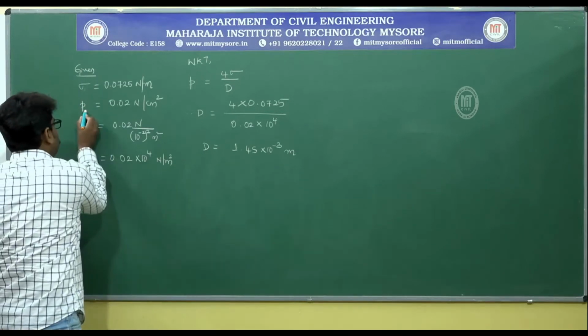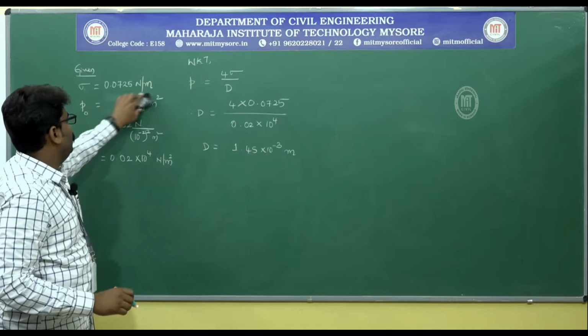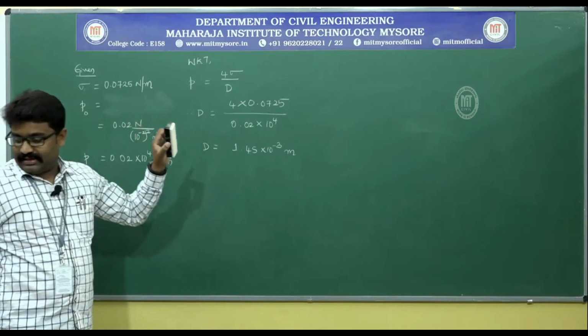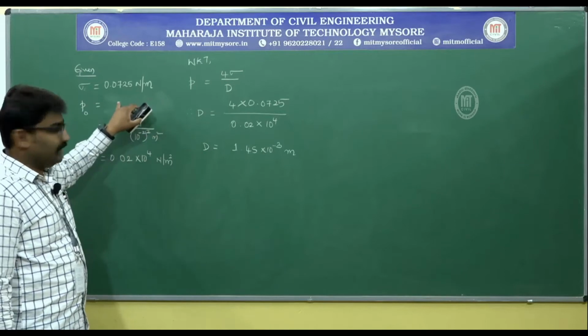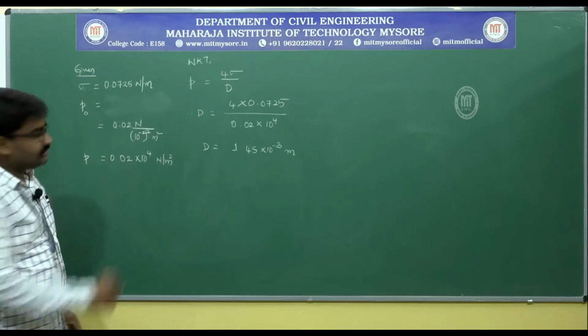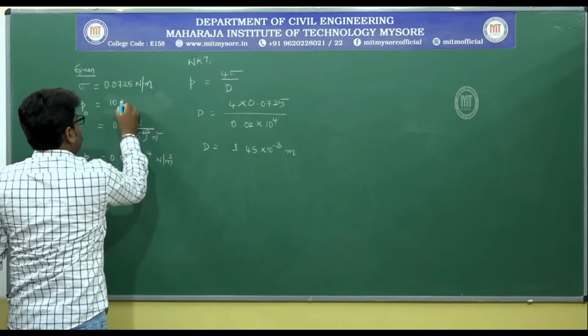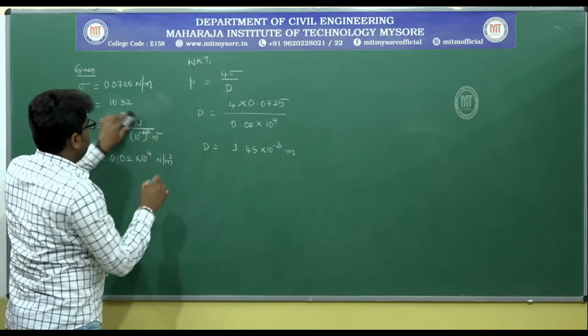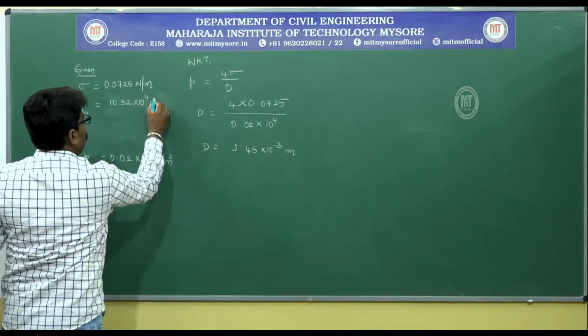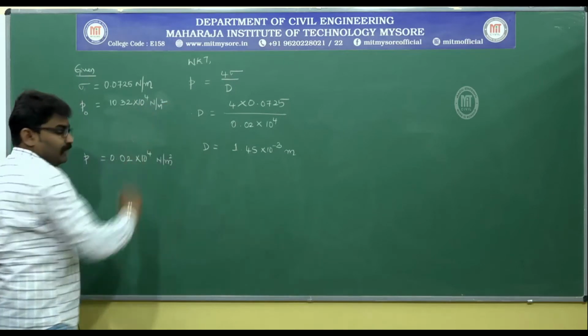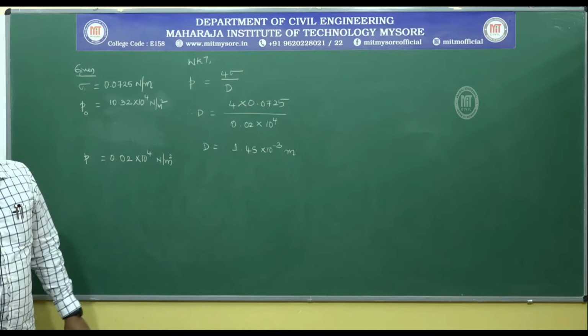So, pressure outside, I will write it as PO. Surface tension, I think it has remained same, 0.0725 Newton per meter. Pressure outside the droplet is 10.32 Newton per centimeter square. Now, you know that it is 10.32 into 10 power 4 Newton per meter square. What else is given in the problem?